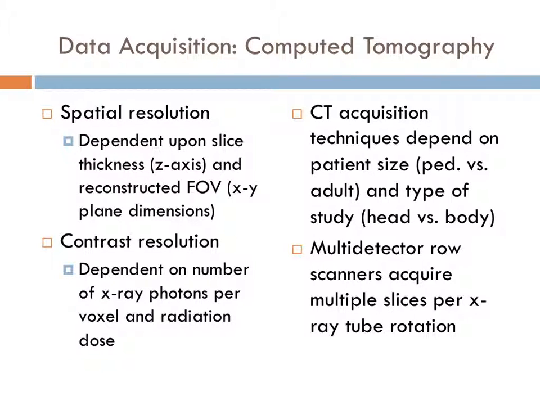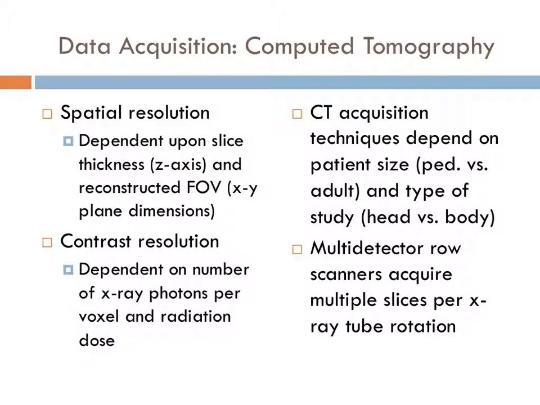Spatial resolution and contrast resolution are important factors in data acquisition of CT. Spatial resolution is dependent upon slice thickness, which is the z-axis, and reconstructive field of view, which are the XY plane dimensions. With contrast resolution, it is dependent on the number of X-ray photons per voxel and radiation dose. CT acquisition techniques depend on patient size, so pediatric versus adult, and a type of study, head versus body.